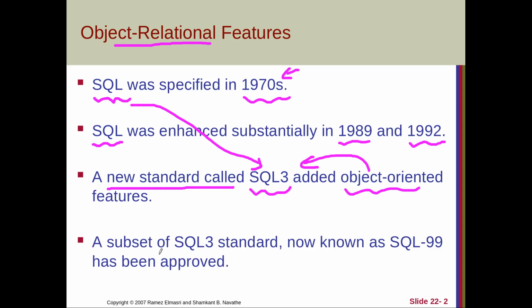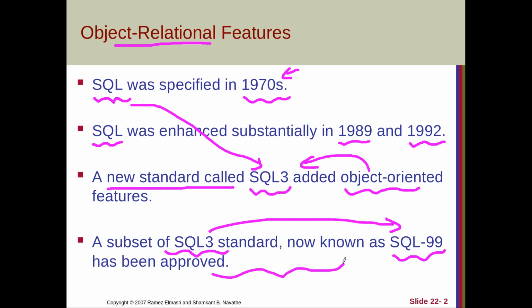There is a subset called SQL 99, which was part of SQL 3. SQL 3 consists of a subset called SQL 99, which is commonly used with the object relational database concept. We are going to discuss in detail SQL 3 and SQL 99.